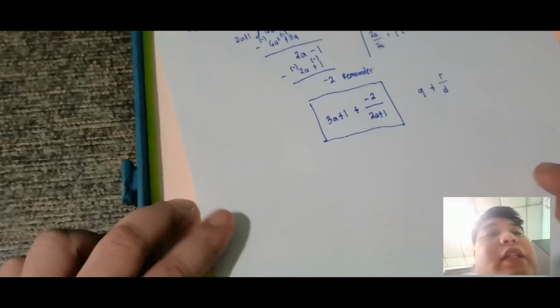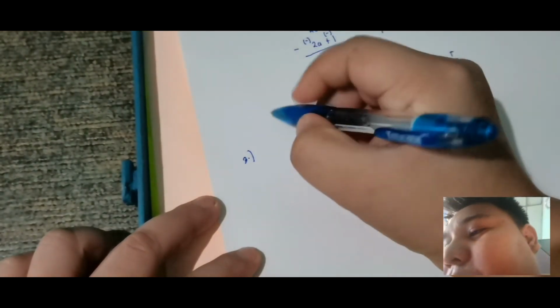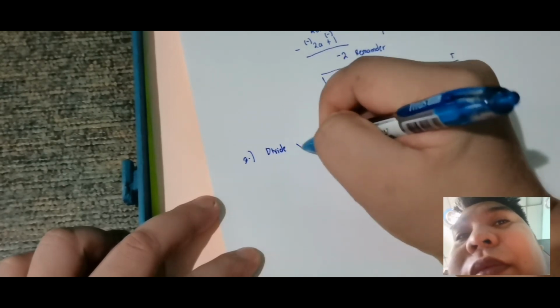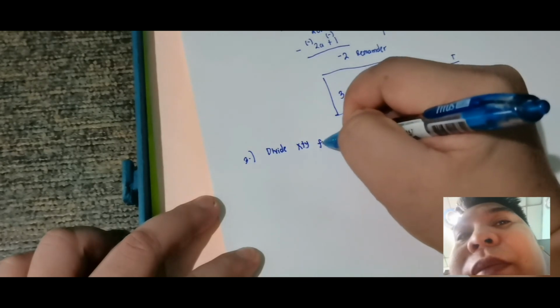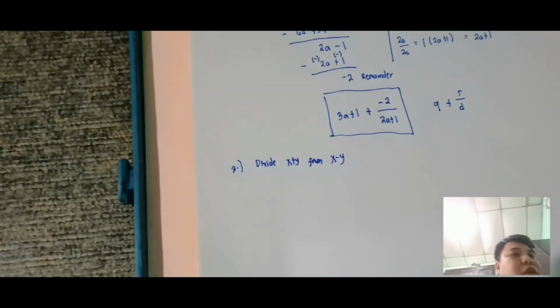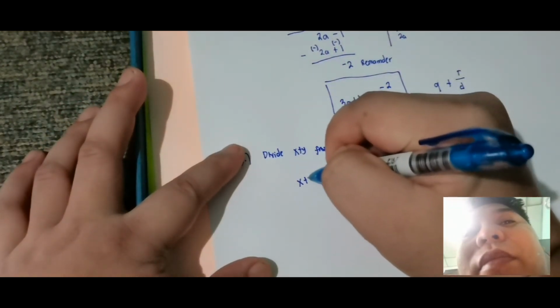Baka magkamali tayo. So another example. So divide x plus y from x minus y. So, ito na yung word na from. So, pag sinabing from, nagbabaliktad. So, meaning, ang magiging dividend ko si x minus y, ang divisor ko si x plus y. So, ang divisor ko si x plus y, sa labas siya.